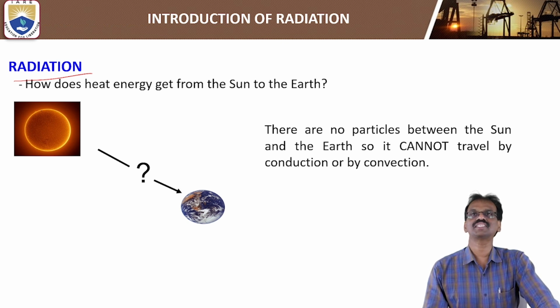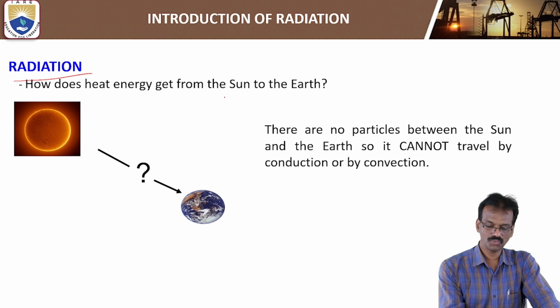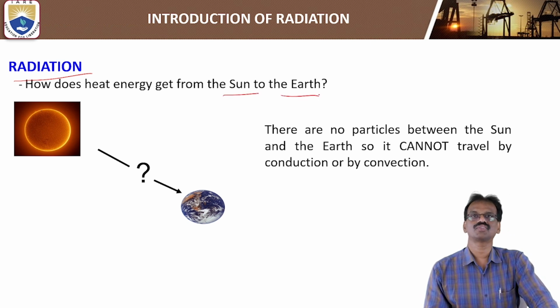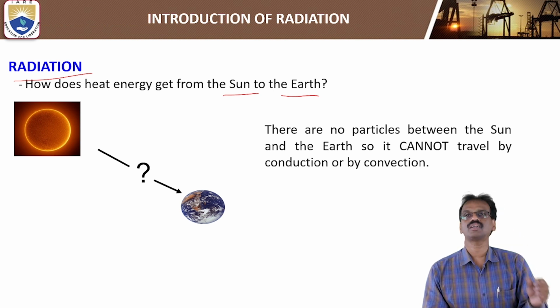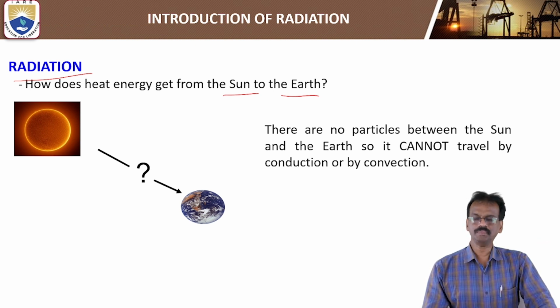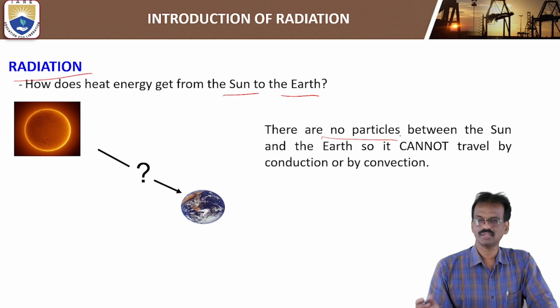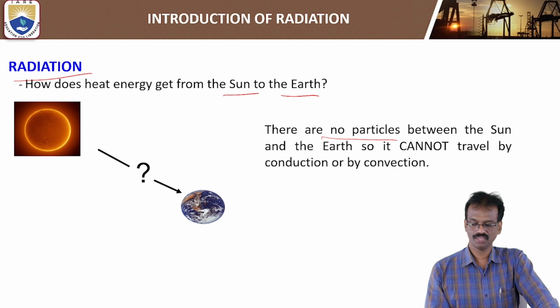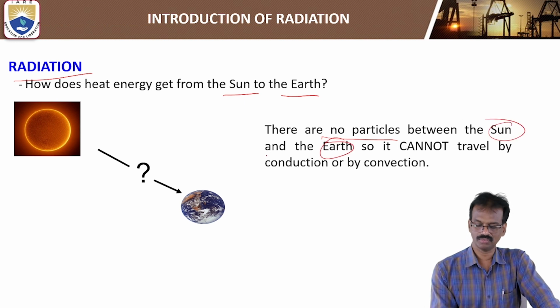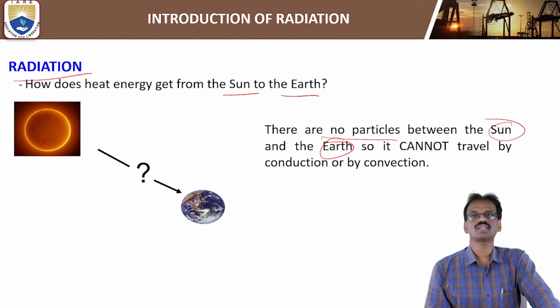So how does heat energy get from the sun to earth? There is a lot of gap between the sun and earth. There is no medium between the sun and earth, even though heat transfer takes place from the sun to earth. It means there are no particles and no medium between sun and earth, yet heat is transferring from sun to earth.